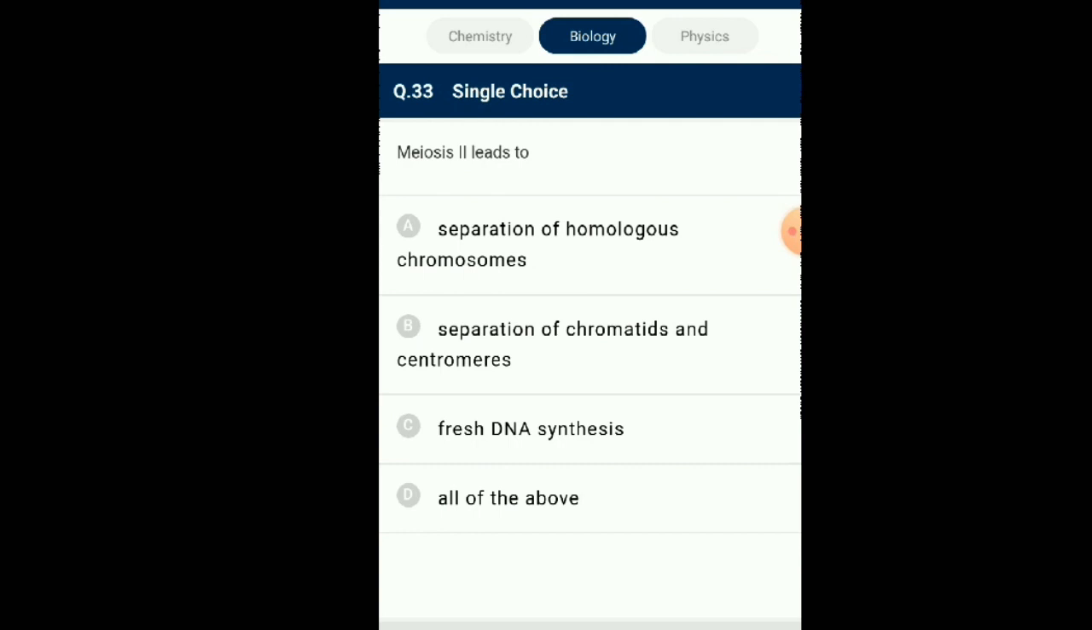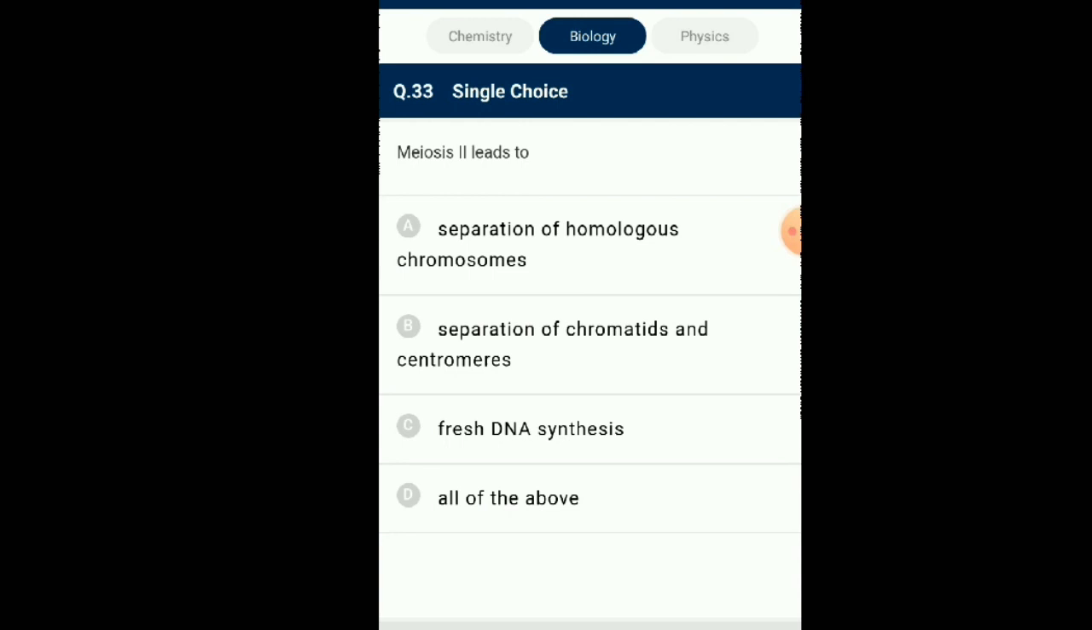33. Meiosis 2 leads to. Meiosis 2 is similar to mitosis in that it maintains the number of chromosomes produced at the end of the reduction division, that is why it is called equational division, and each chromosome consists of two sister chromatids attached at the centromere.